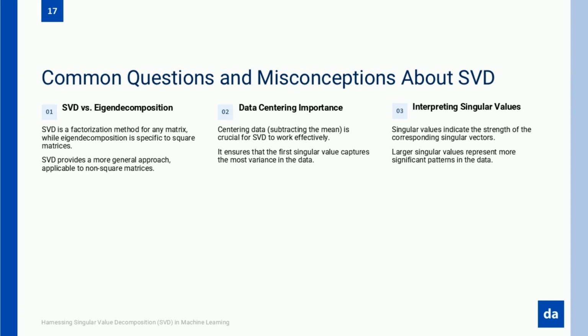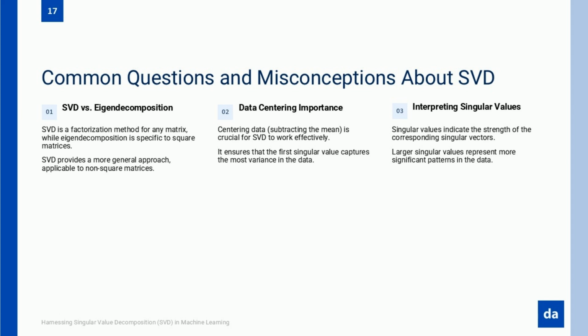When implementing SVD in practice, the decision of whether to center your data becomes a frequent source of confusion. This seemingly minor pre-processing step can dramatically impact results. Centering is essential when analyzing variance structure, as it ensures the first singular vector captures the direction of maximum variance. Without proper centering, the decomposition may emphasize absolute magnitude rather than variance patterns, leading to misleading interpretations of your data's underlying structure.